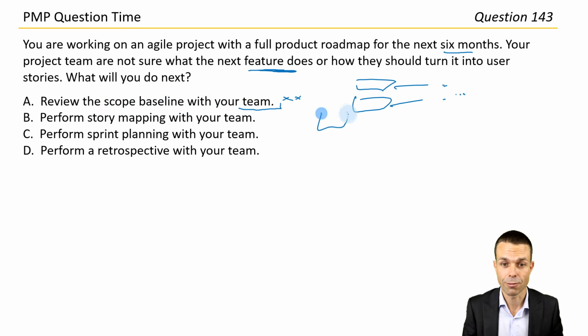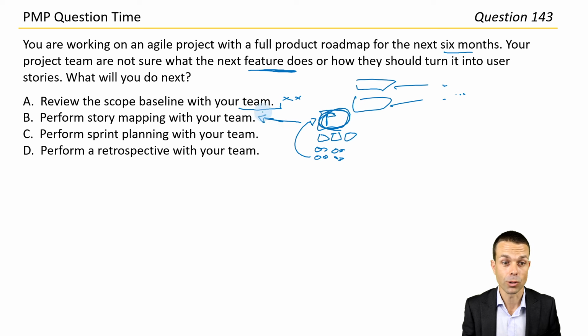and then into parts that we can actually deliver, again, into user stories. So story mapping, breaking it down, it's like a work breakdown structure in a way, but based on the usability of a product. So that shows us what the feature does and also how to turn it into user stories. So that's actually pretty good.